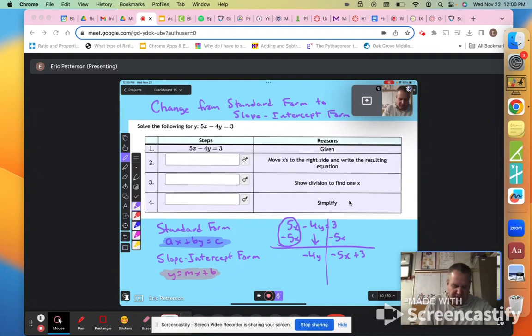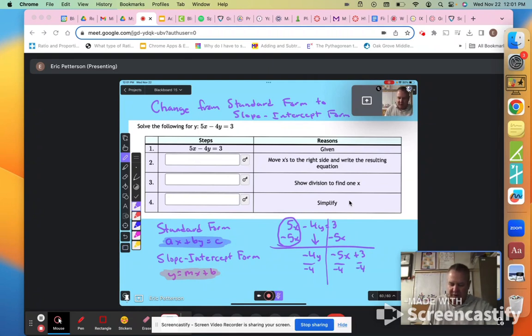So now I have everything in the right order. If you notice, I have my y first, my x on the right side of the equal sign, and my constant, or my 3, over there also. So now what I've got to do is make it 1y. And the way I do that is by dividing by the number of y's. So I'm going to divide everything by negative 4, because if I divide one thing by negative 4, I have to make sure I divide everything by negative 4.